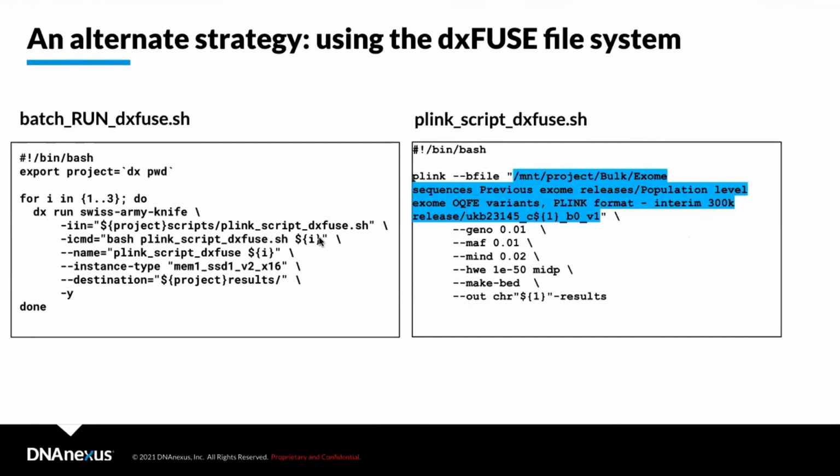So let's look at how we would alter our script. Again, the script will be available here. The main thing that we're going to transfer over in our dx run command is just our plink script, called plink_script_dxFUSE.sh. And here, in our plink script, in that v file parameter, we can put the full path with that placeholder variable to specify the triplet.